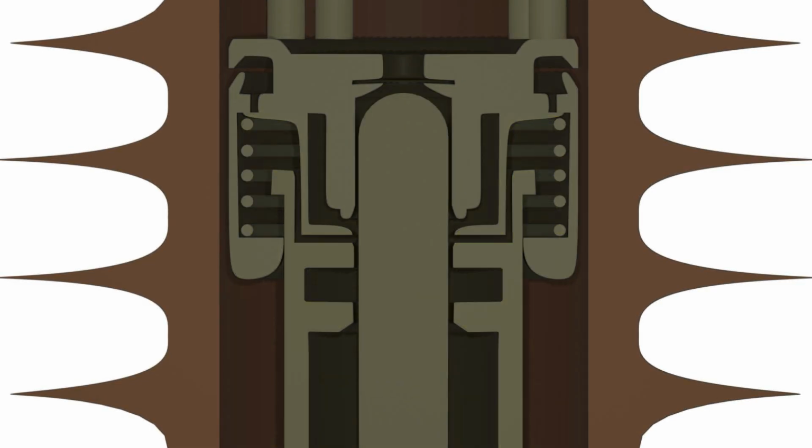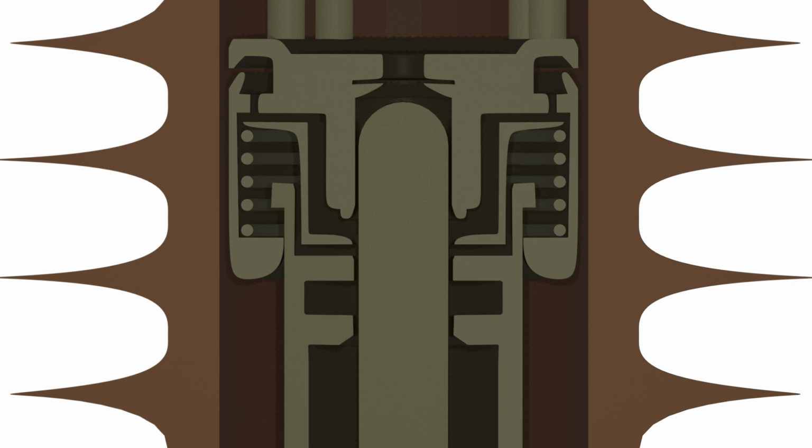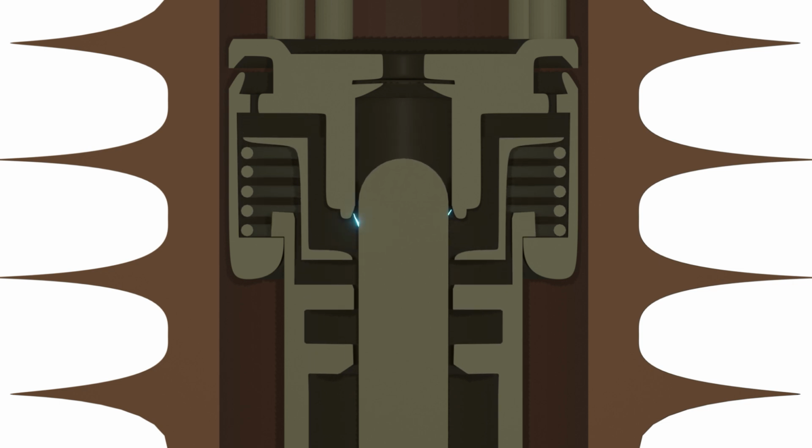Now suppose the contacts are opening. The moving contact moves downward. At this time, current is flowing in the circuit. This means the breaker is interrupting a live circuit. So, arcs form between the contacts.